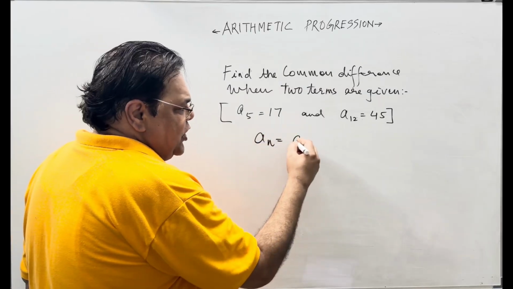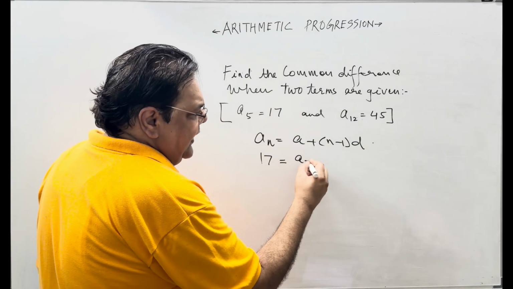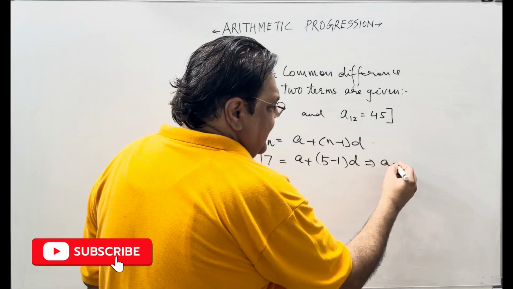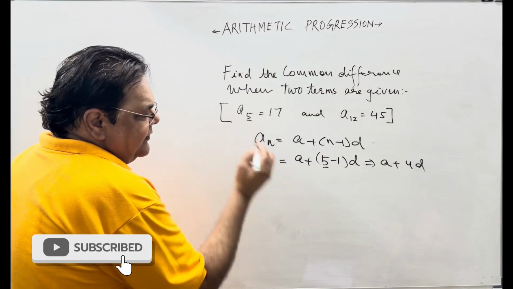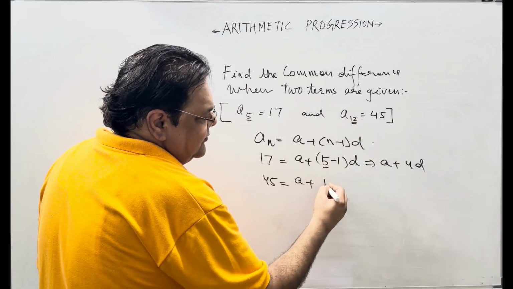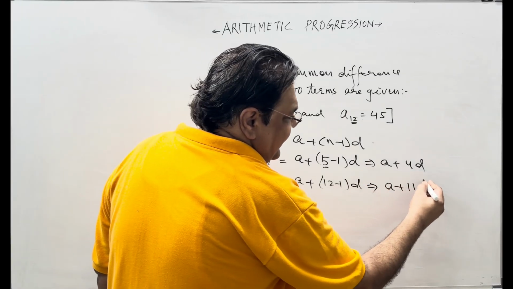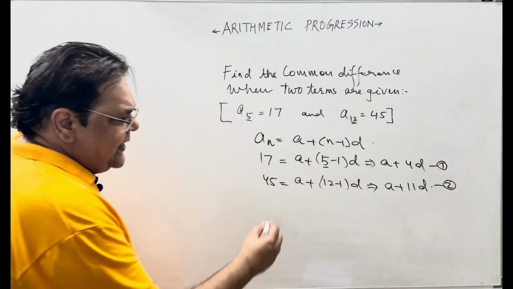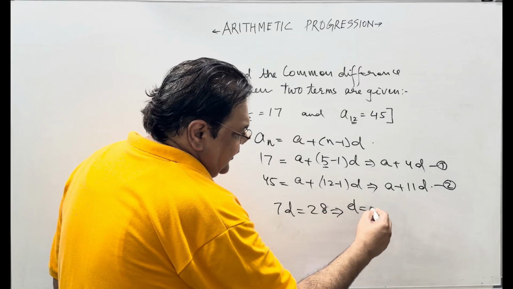The nth term is equal to a plus n minus 1 d. 17 is equal to a plus 5 minus 1 d, which implies a plus 4d. This is n taken from here. 45 is equal to a plus 12 minus 1 d, which is a plus 11d. So this is 1, this is 2. When you solve 1 and 2, what do you get? 7d is equal to 28, which implies d is equal to 4.